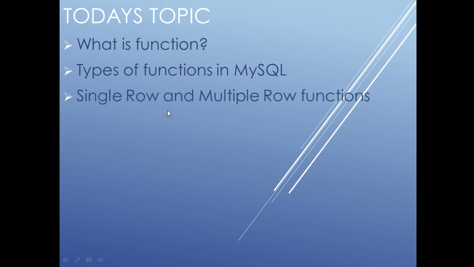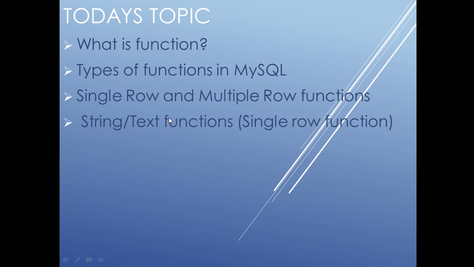Next we will see the different types, which are single row and multiple row functions. And next we will see something very important from the programming and examination point of view, which is string or text functions. This string and text function comes under the category of single row function, so that is why I have written it here in brackets. So let us move to the very first topic, which is what is a function.